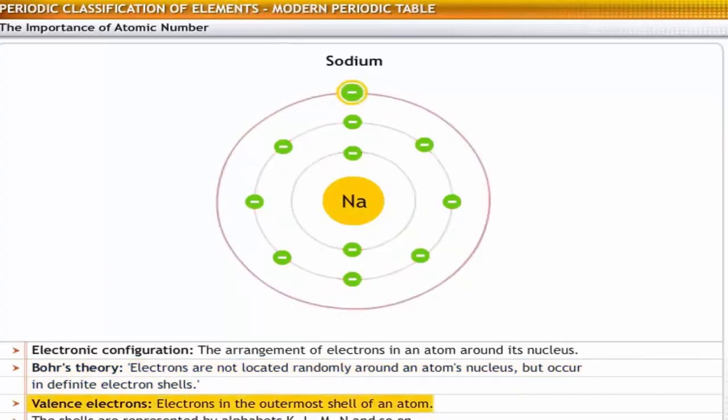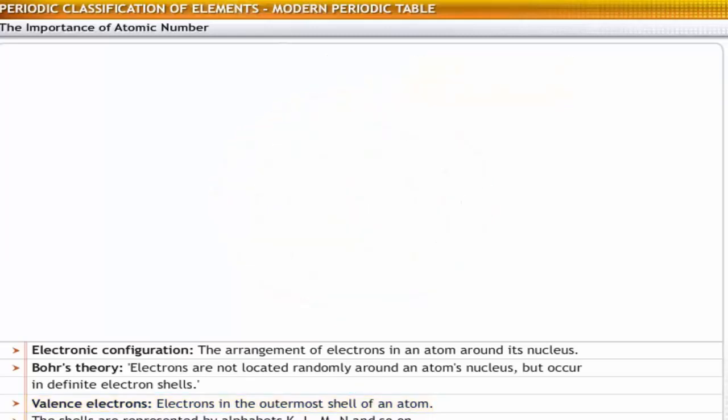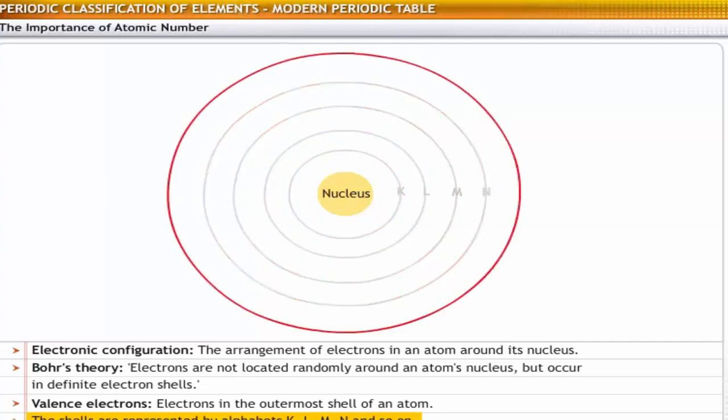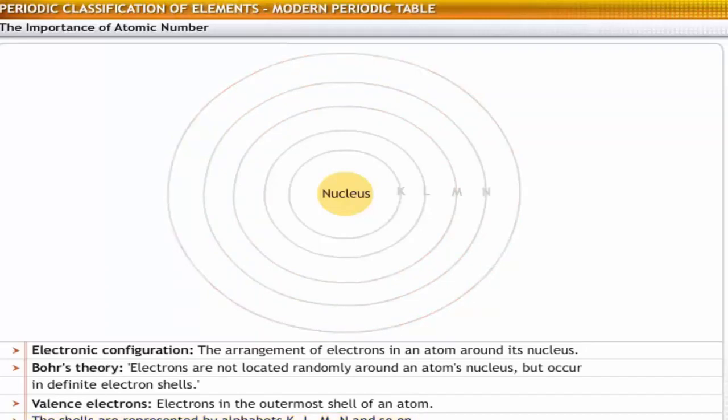Electrons in the outermost shell of an atom are the ones involved in chemical reactions. These electrons are called valence electrons. The shells in an atom can be named alphabetically as shell K, L, M, N, and so on. Each shell in an atom has a limited capacity for electrons.